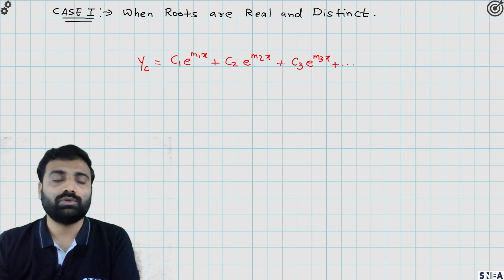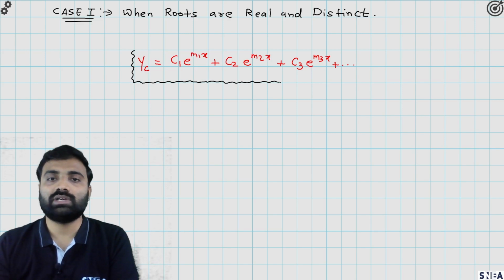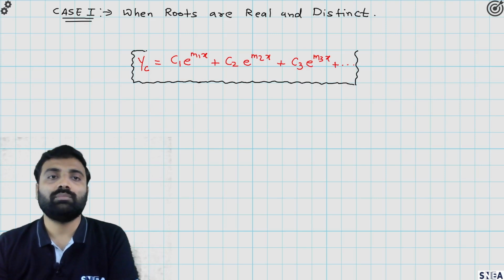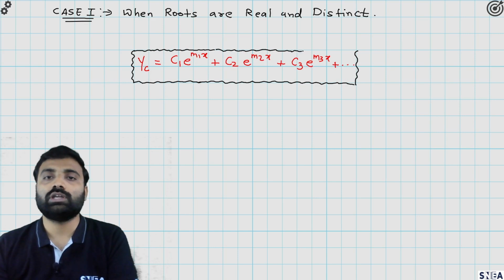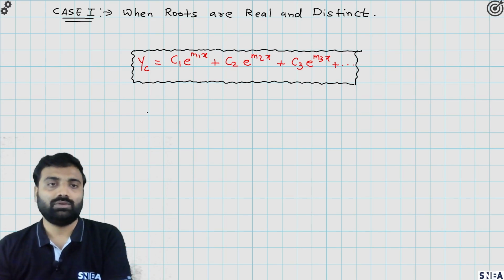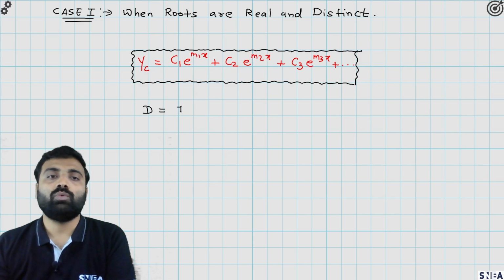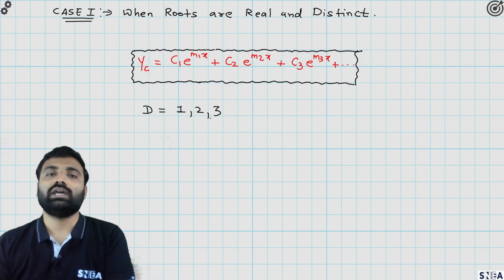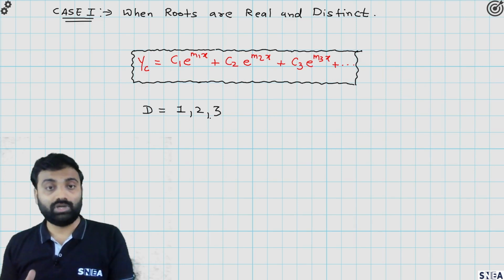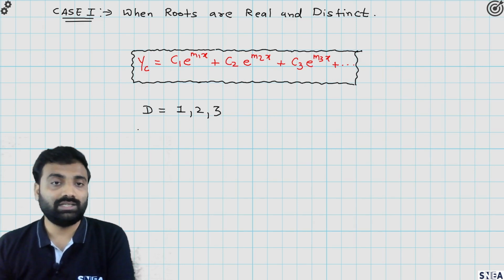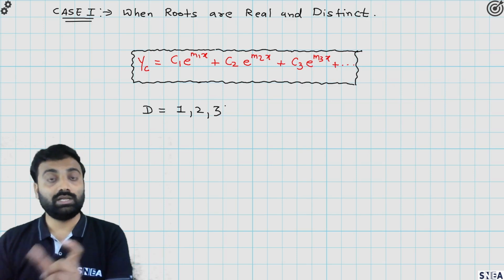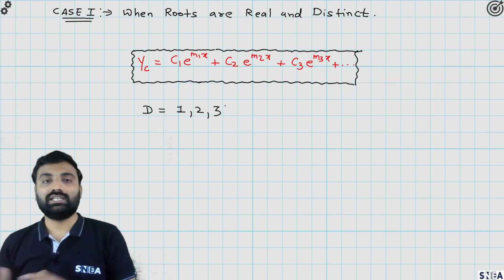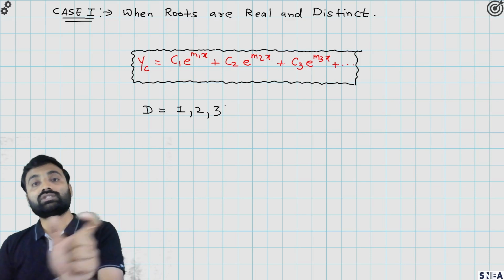Let us see. This is the yc, that is c1 e raised to m1x plus c2 e raised to m2x plus c3 e raised to m3x and so on. But what does root mean, students? Solution. For example, if your solution is 1, 2, 3, it is real, but different from each other, so that will be distinct. That will be real as well as distinct.